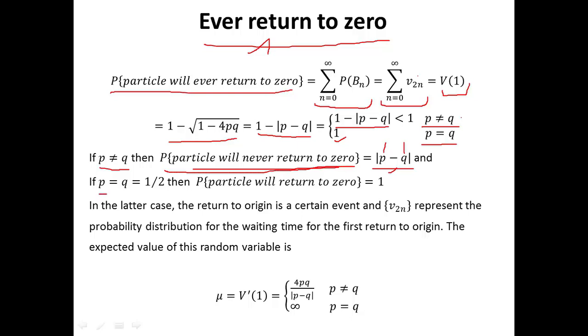But if p equals q equals half, you are getting the probability that the particle will definitely return to 0 as 1, which means it is certain. What it means is, if we are able to maintain p equals q equals half, then the particle will definitely return to 0.